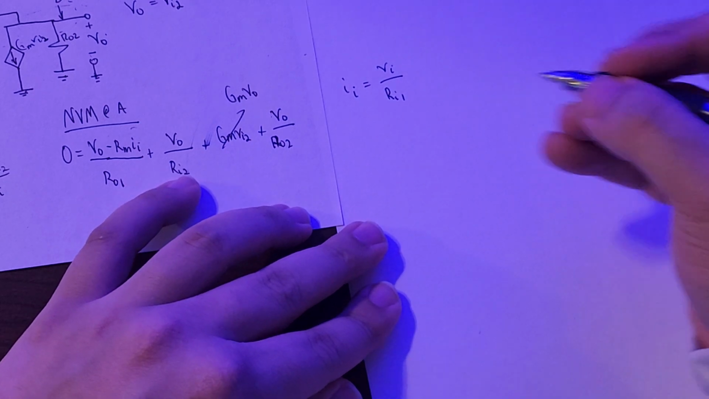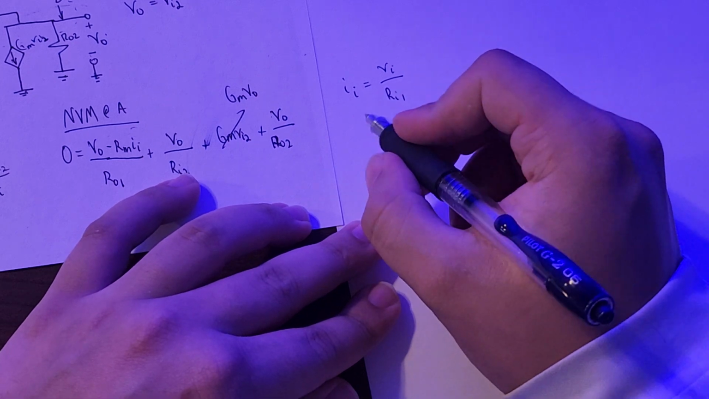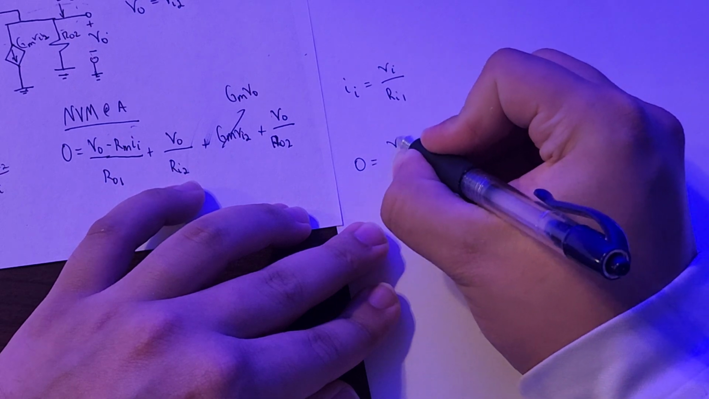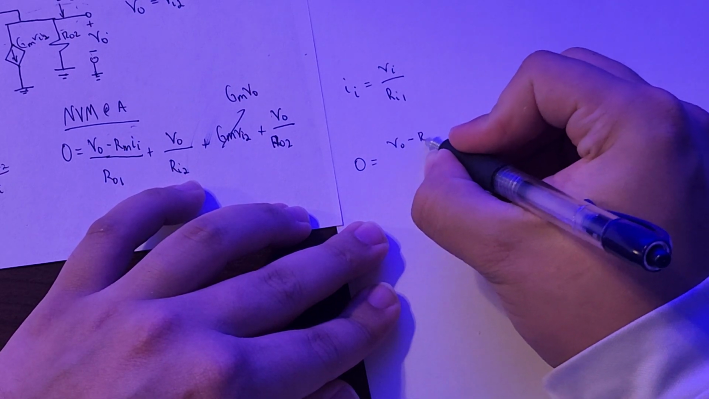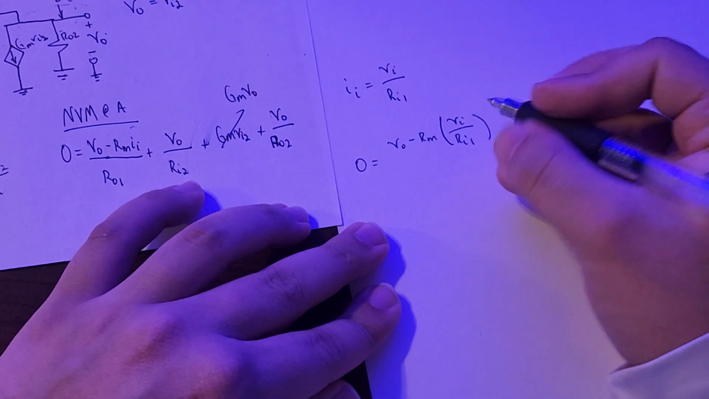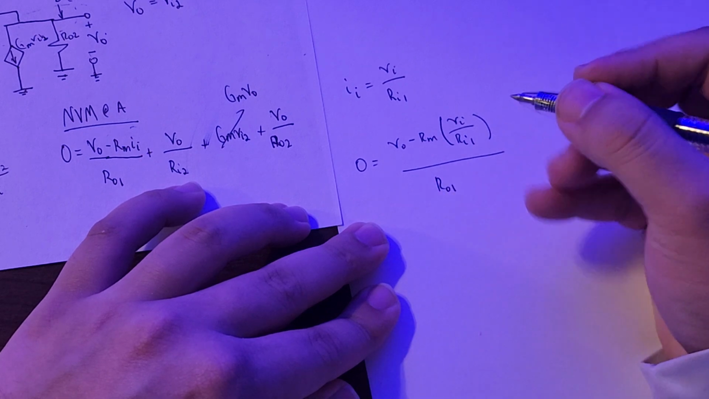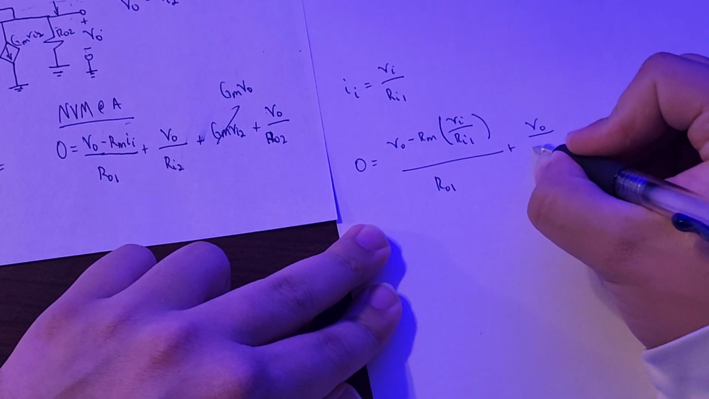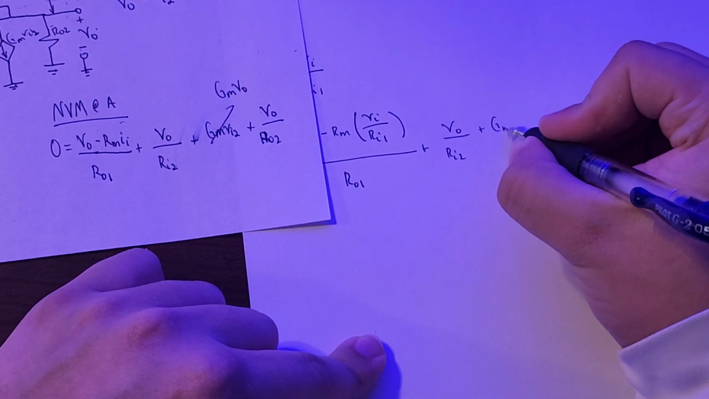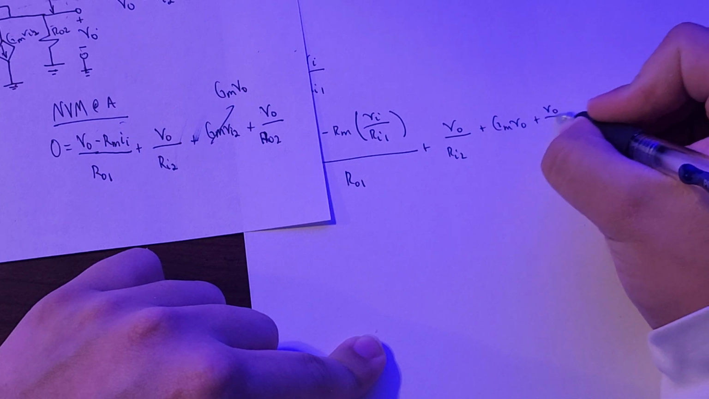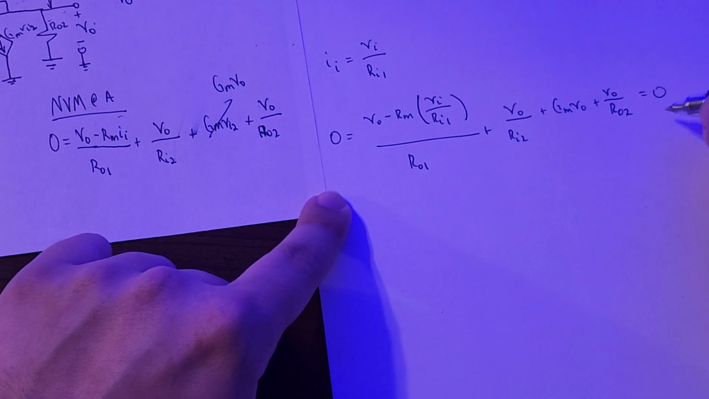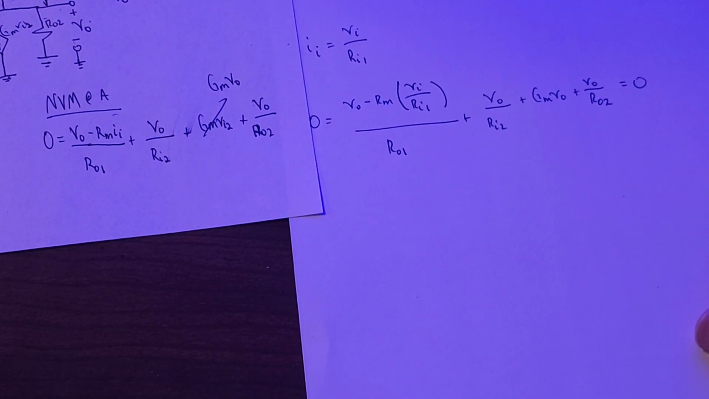So rewriting this node voltage method equation, we can then say that 0 is equal to Vout minus Rm times Vi over Ri1, divided by Rout1, plus Vout over Ri2, plus GM Vout, plus Vout over Rout2. And this is equal to 0. It doesn't matter, both sides. So we want Vout over Vin.